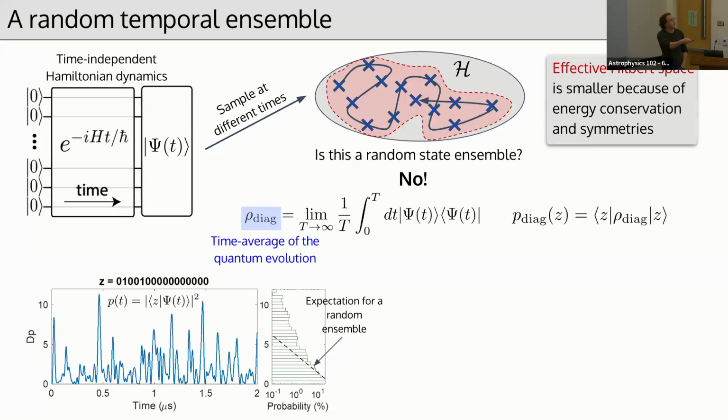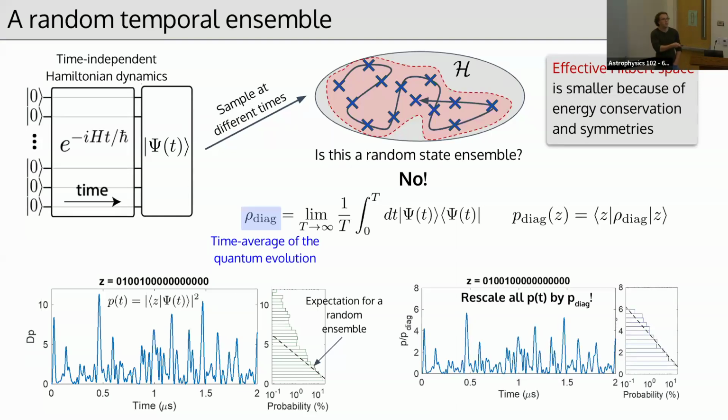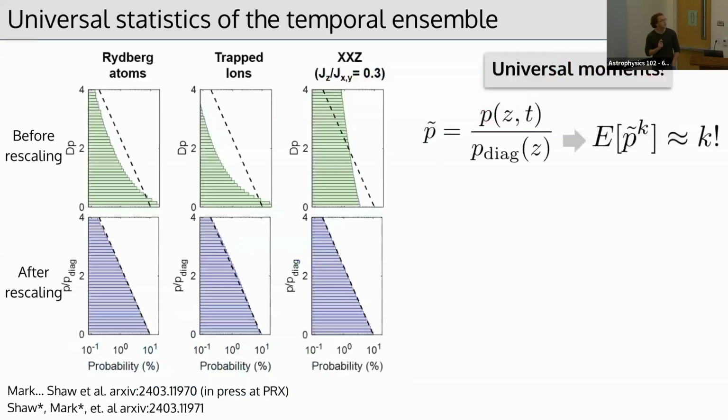What we can then do is look at the overlap of this rho diagonal with a specific bit string, called p diagonal z. It turns out that if we renormalize all of these probabilities by this p diagonal, then we recover the universal Porter-Thomas distribution. And it doesn't just hold for Rydberg systems. You can do this for Rydberg atoms, trapped ions, and the XXZ model, which is in fact an integrable model, and you can see the same exact behavior. Before rescaling by the p diagonal, you get something non-universal. After rescaling, you recover this exponential distribution, and you can recover these universal moments.